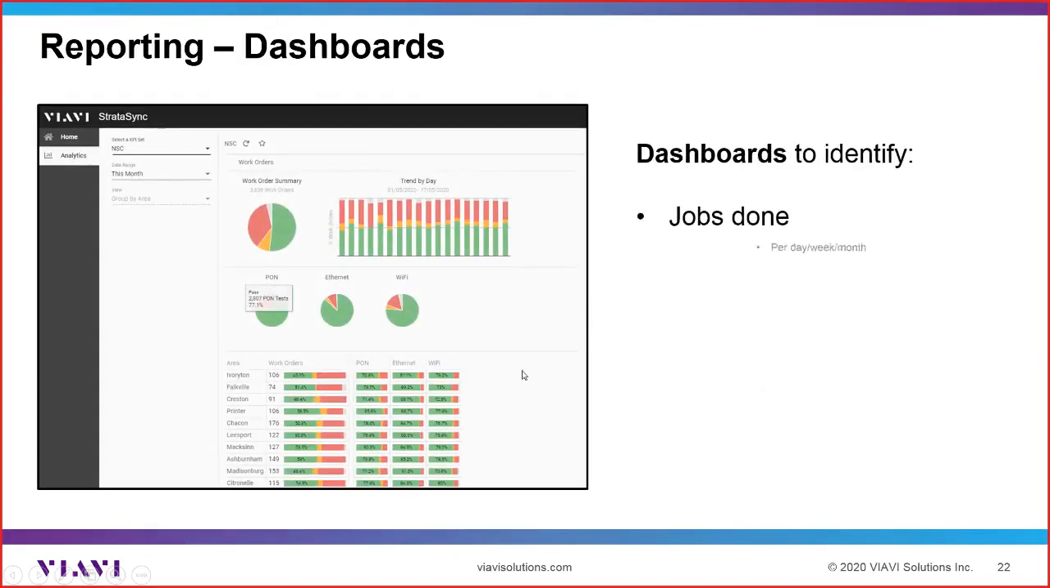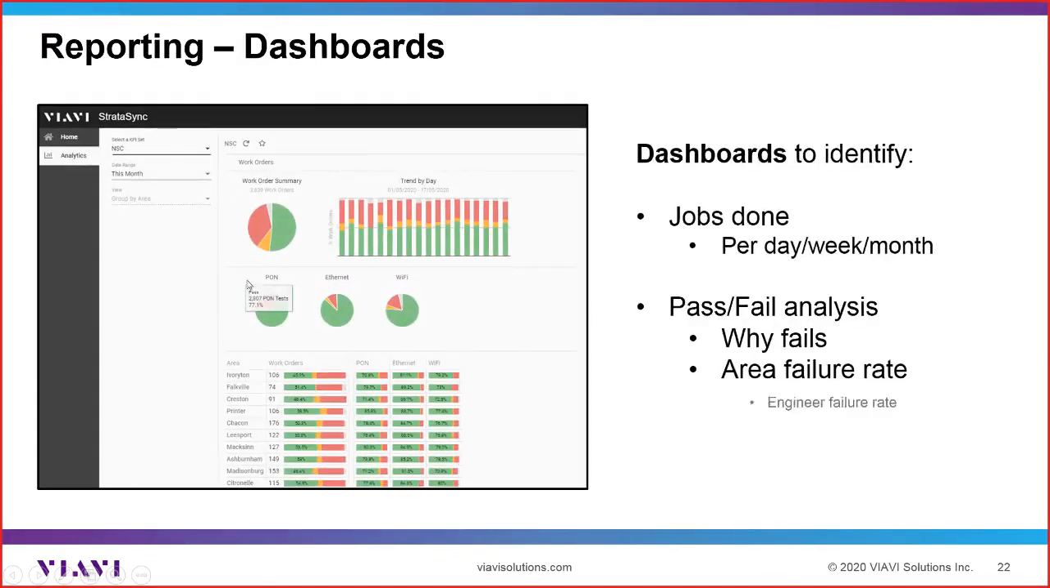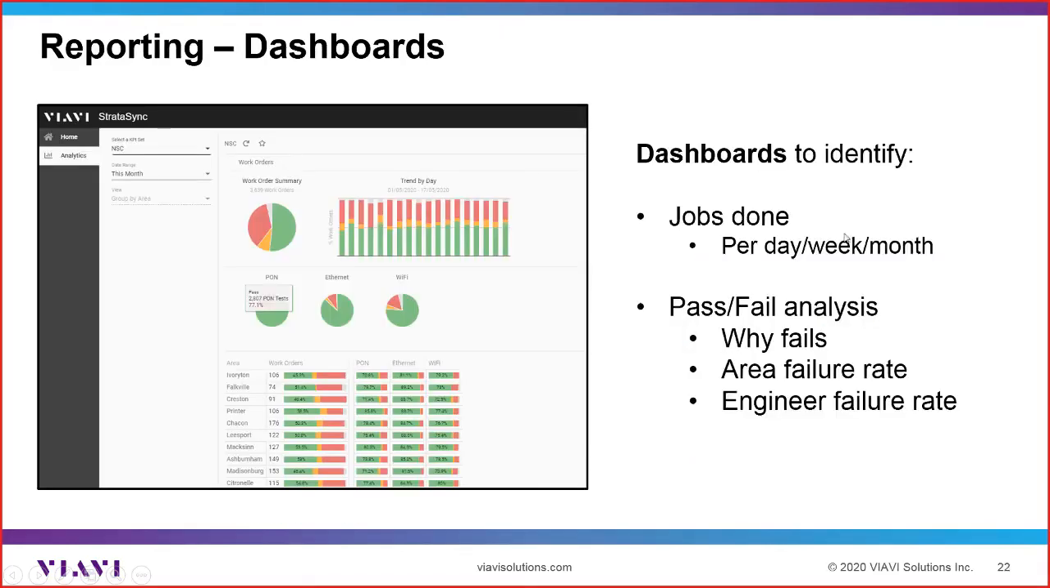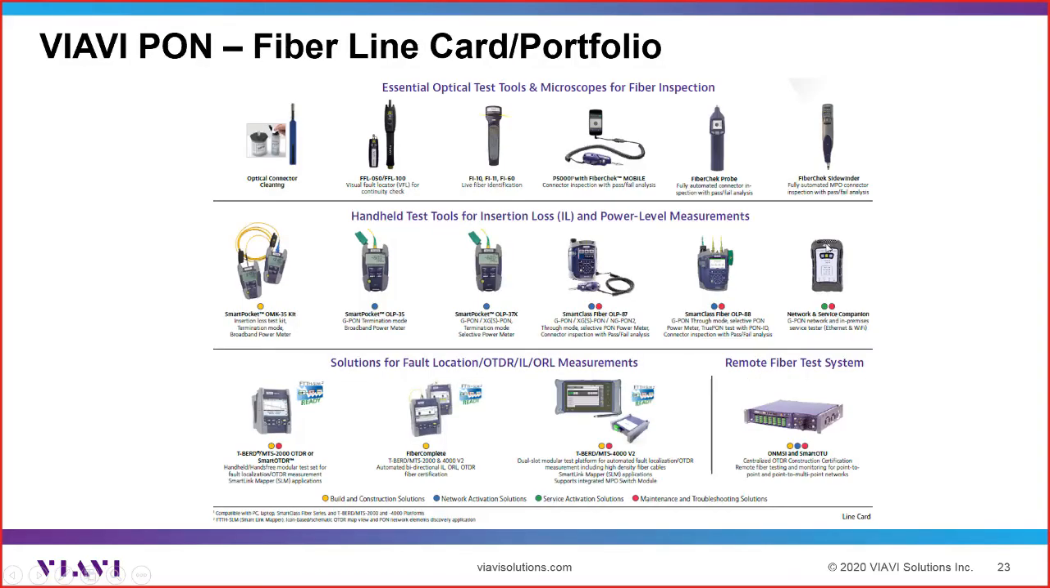So that's pretty much how it looks. An example of that is the work order summary: what was tested, how many tests were done, what passed, what failed, and which part of the network was creating those issues. So that's really easy after the fact to show some trends, right? Per day, per week, per month. How many jobs have been done, what has passed, what has failed, and so on and so forth.